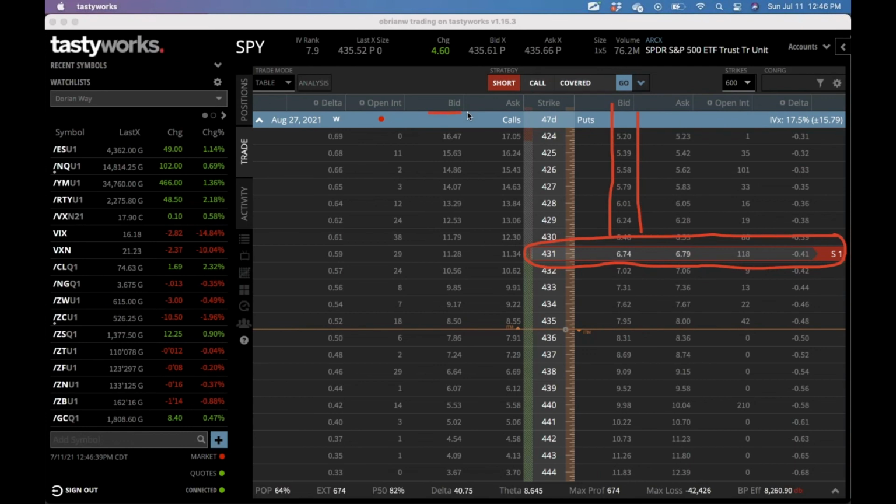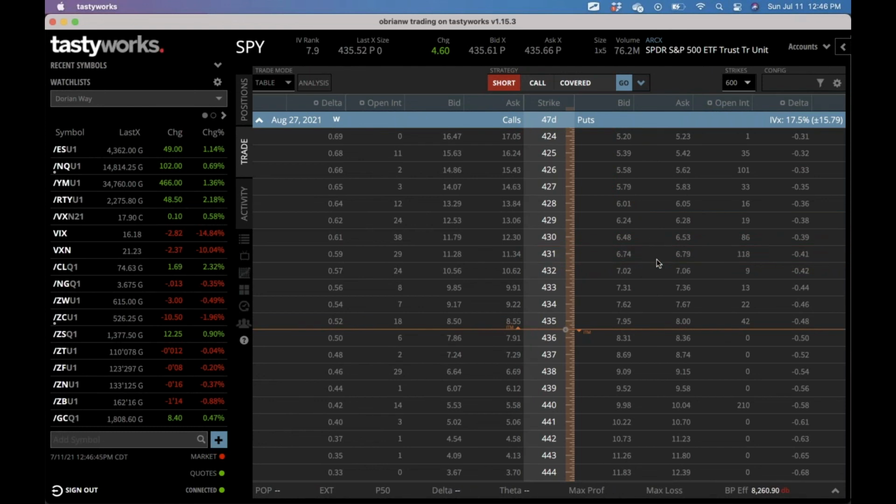And once again, that's the same on both sides. Okay, that's the same on both sides. So you do have a mid area between the bid and the ask. That is this number in between here. That's the bid and ask.